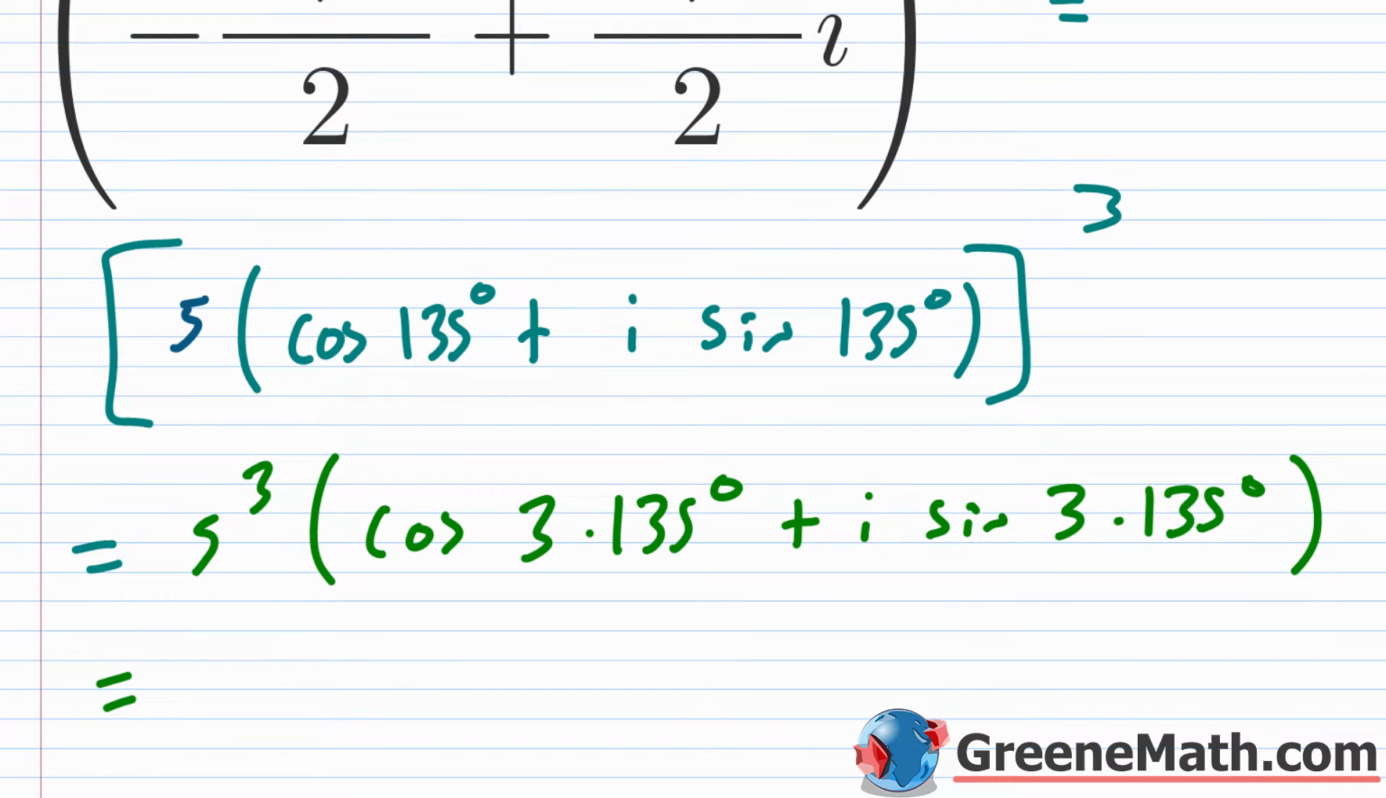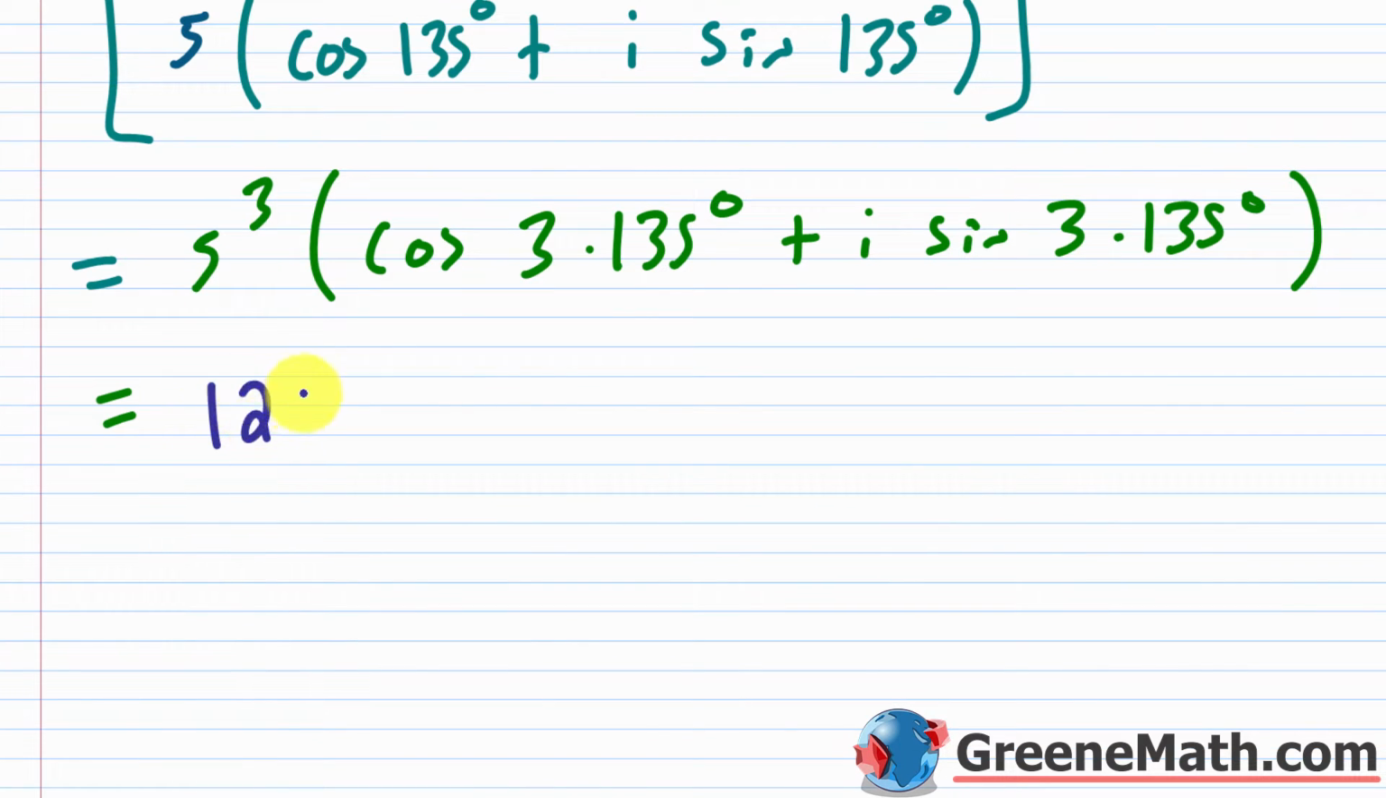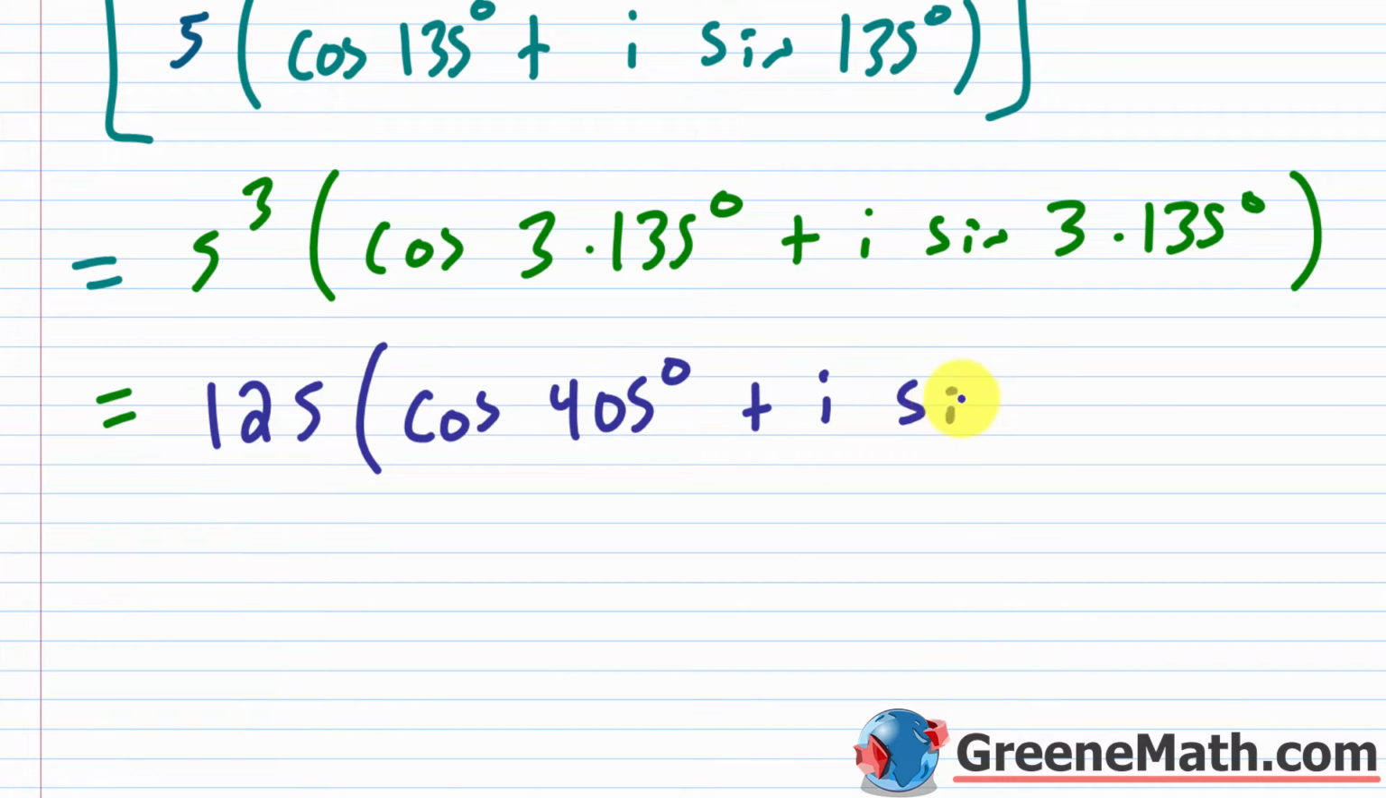Let's put equals. So we know that 5 cubed is 125. And then times, you have the cosine of 3 times 135 degrees. That's going to be 405 degrees. Then plus i times the sine of 405 degrees.